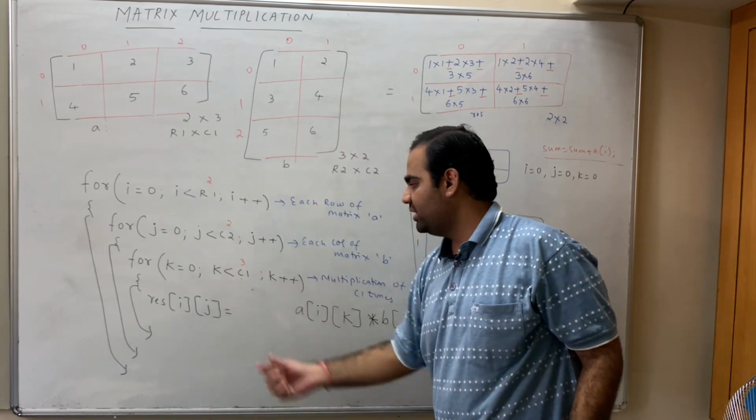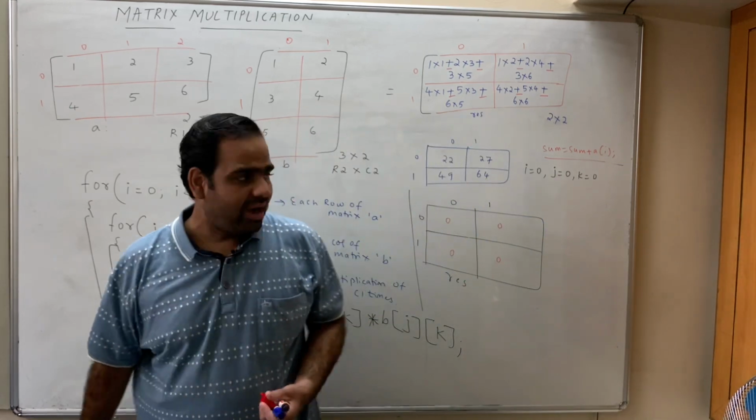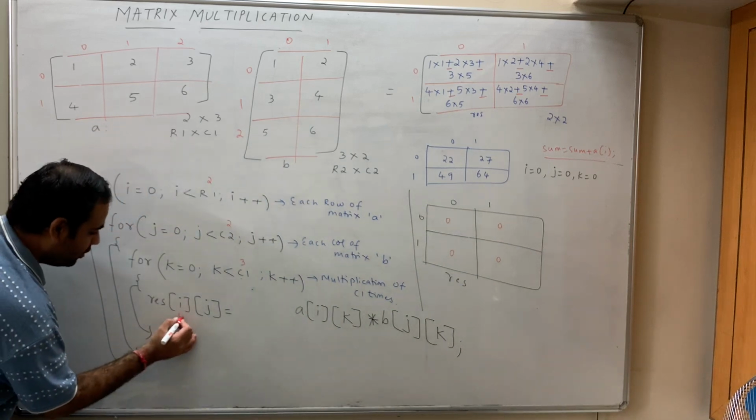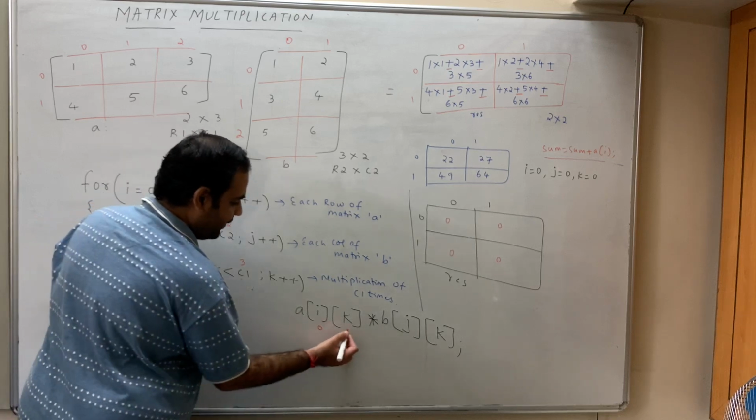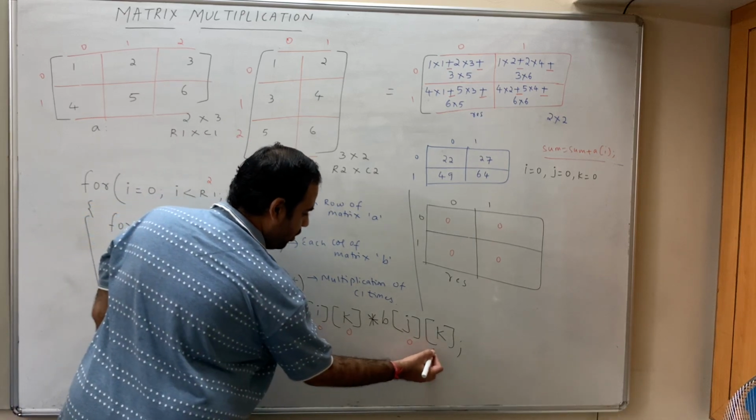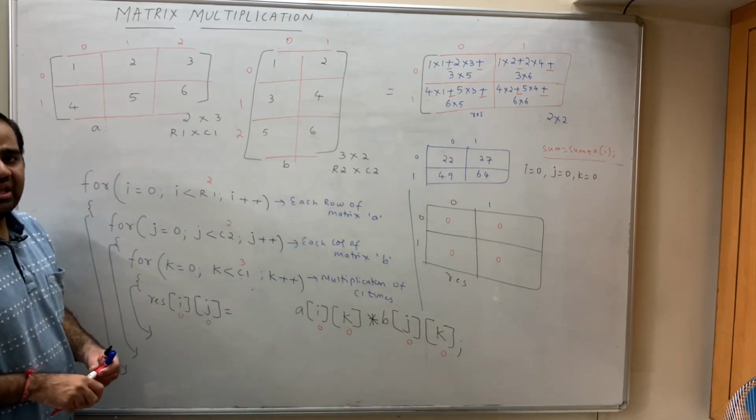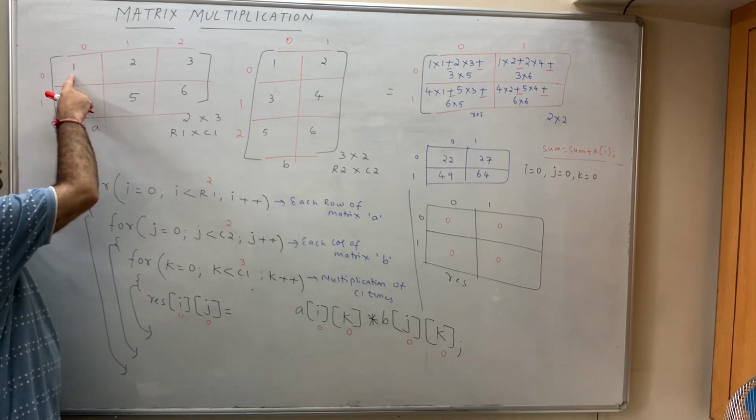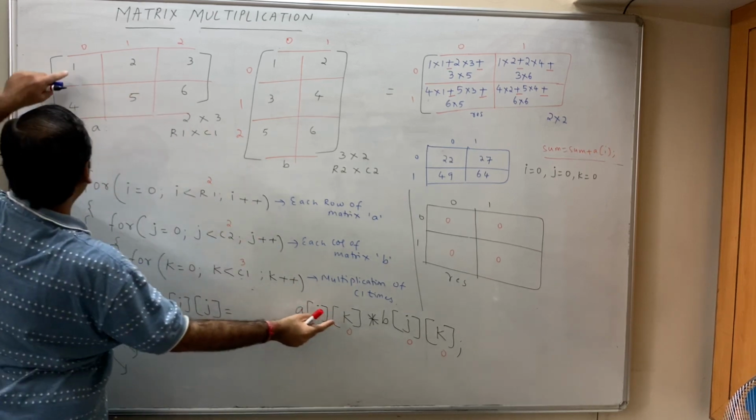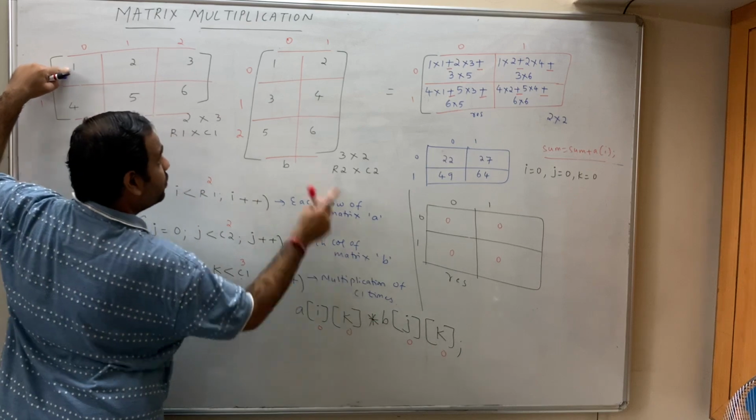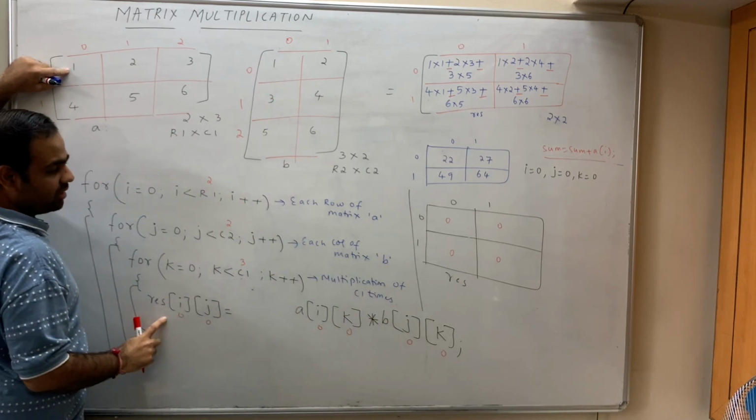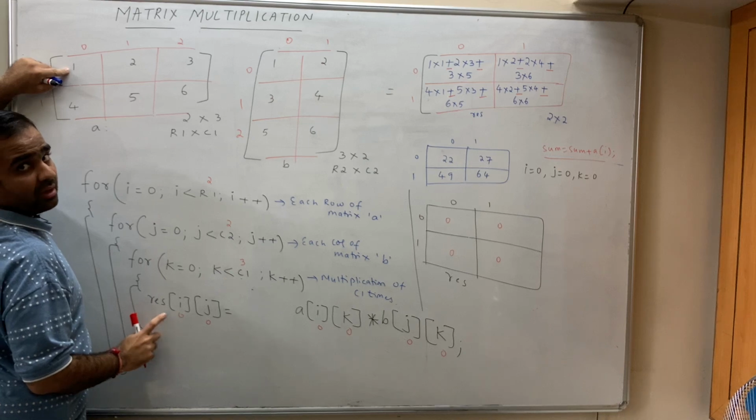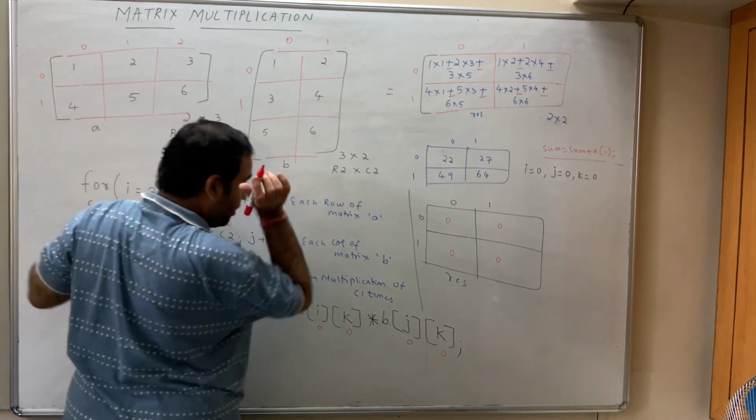Now 0 less than 3, yes. Now result of Ij. What is the value of I? 0. What is the value of J? 0. What is the value of K? 0, 0, 0. A of Ik into B of Jk. A of 0, 0 is 1. B of 0, 0 is 1. 1 into 1 will be written at result of Ij.